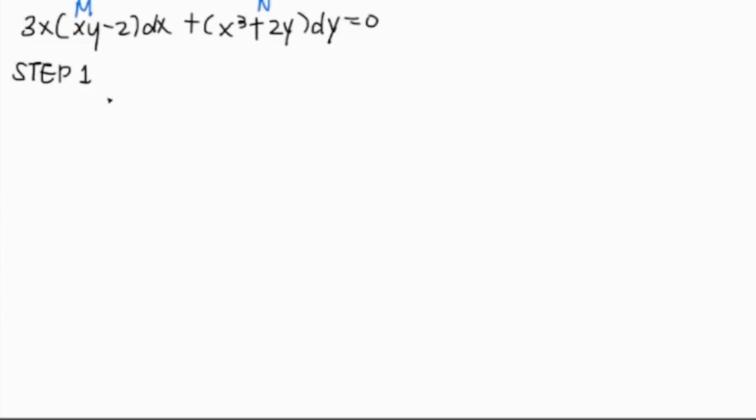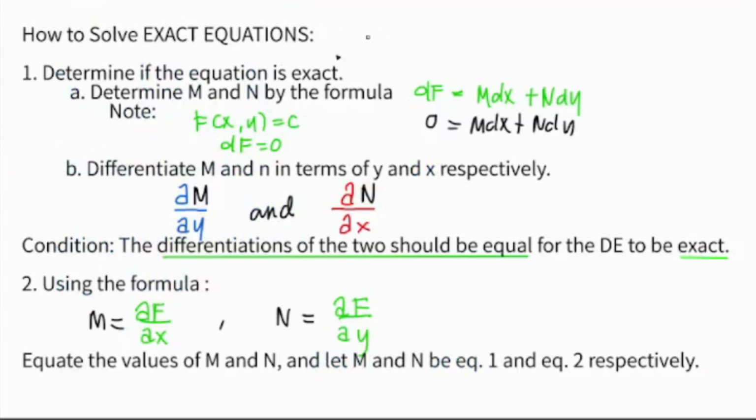M dx plus N dy. So, sulat natin, magiging M is equal to, distribute na natin tong 3x dito sa xy minus 2. So, magiging 3x squared y minus 6x, sorry, kasi distribute yung 3x sa negative 2. So, ang N naman is equal to x cubed plus 2y. So, na-determine na natin yung M and N.